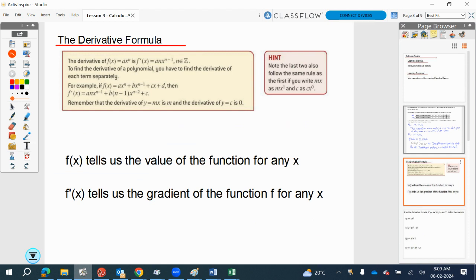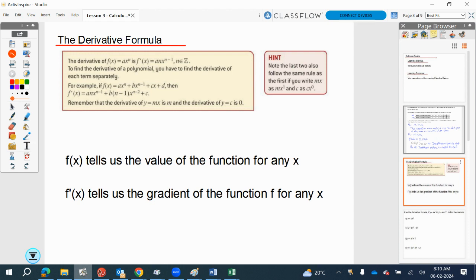The derivative formula. I think we remember how the derivative formula works a little bit here. There's no formula. f(x) tells us the value of the function for any x. f prime of x tells us the gradient of the function for any x. Focus on these two for a minute.